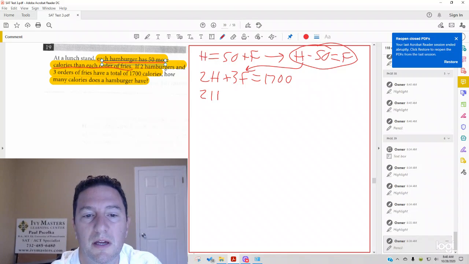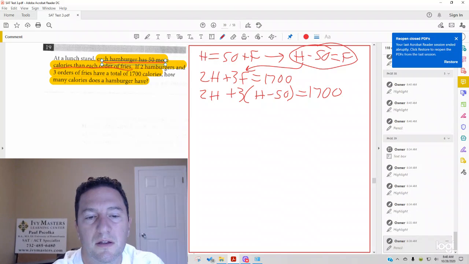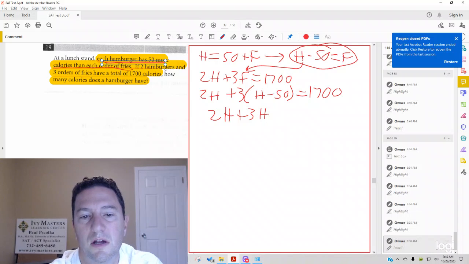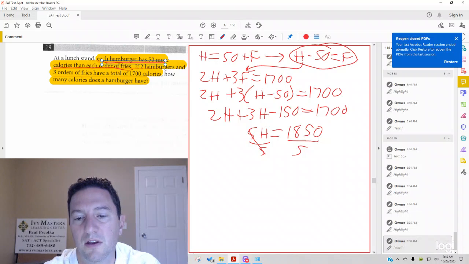Substitution problem: 2H plus 3 times (H minus 50) equals 1700. 2H plus 3H minus 150, don't forget to distribute, equals 1700. 2H plus 3H is going to give you 5H. If you add your 150 to both sides, you get 1850 over here. Divide by 5, divide by 5. This is no calc math. Don't forget how to do division here.